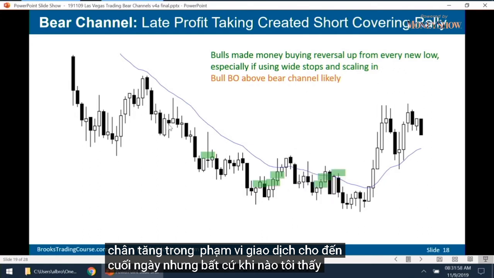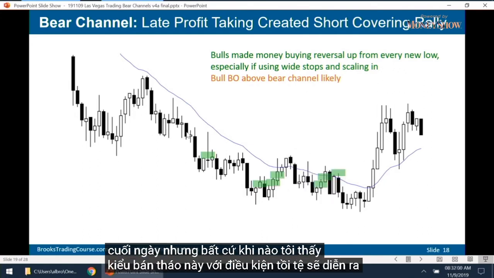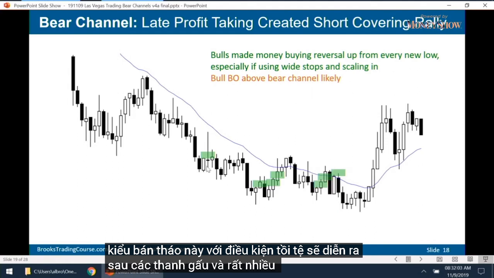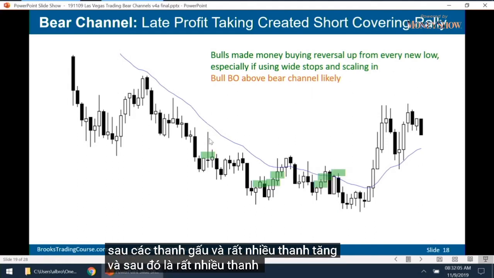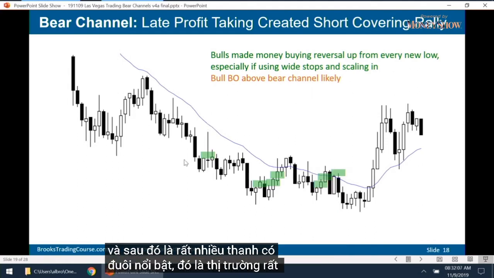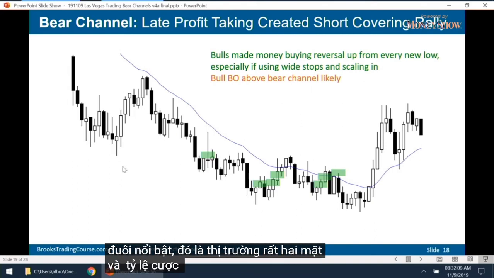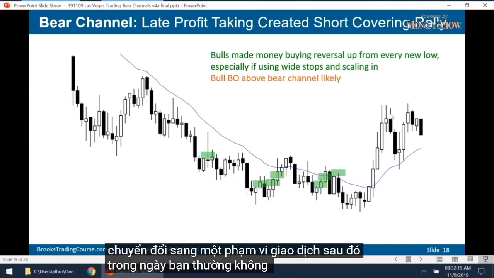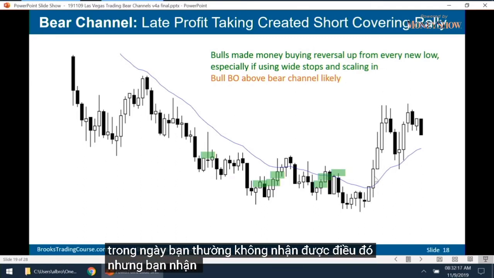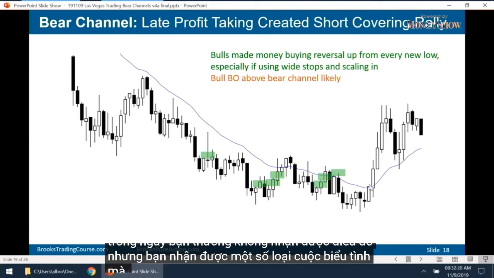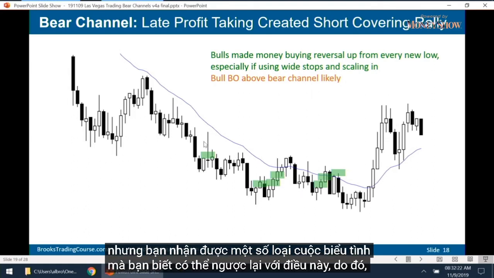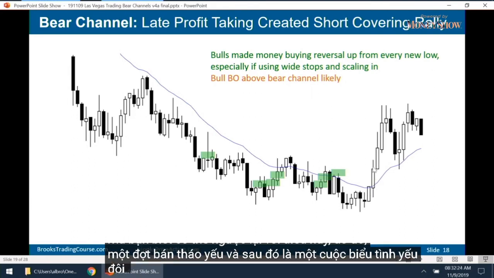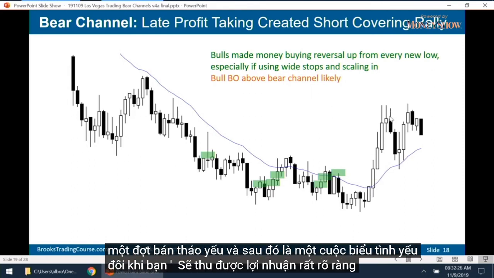But whenever I see this kind of sell-off with bad follow-through after the bear bars, and a lot of bull bars and then a lot of bars with prominent tails, that's a very two-sided market. And the odds are you're going to get some profit taking and some conversion into a trading range later in the day. You do not typically get that, but you do get some kind of a rally. Maybe the opposite of this. So a weak sell-off and then a weak rally. Sometimes you'll get very sharp profit taking like that.